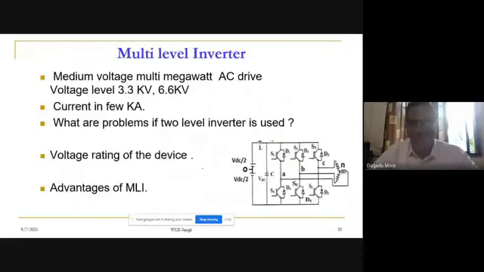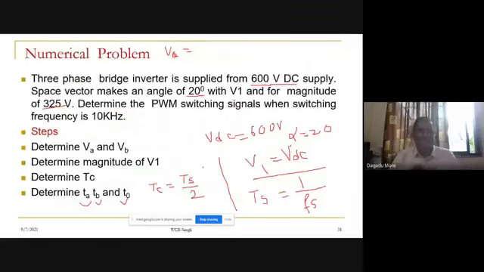So any question? How to solve the problem? It is sector 1. So we have to apply V1, we have to apply V2, we have to apply V0 and V7. What are the steps? You have to determine Va and Vb, determine the magnitude of V1, determine Tc, use the expressions for Ta, Tb and T0. So is it clear?